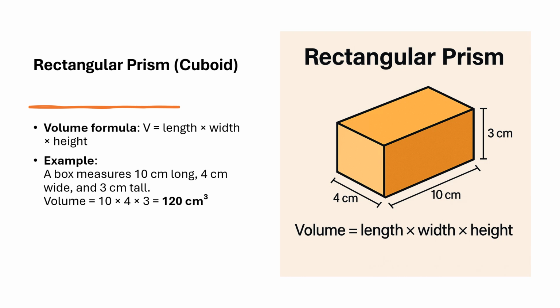In a rectangular prism or a cuboid, the volume is the length times the width times the height. So if we take the example where the length is 10, and then the width is 4 centimeters and the height is 3 centimeters, the volume is 10 times 4 times 3, which is 120 cubic centimeters.